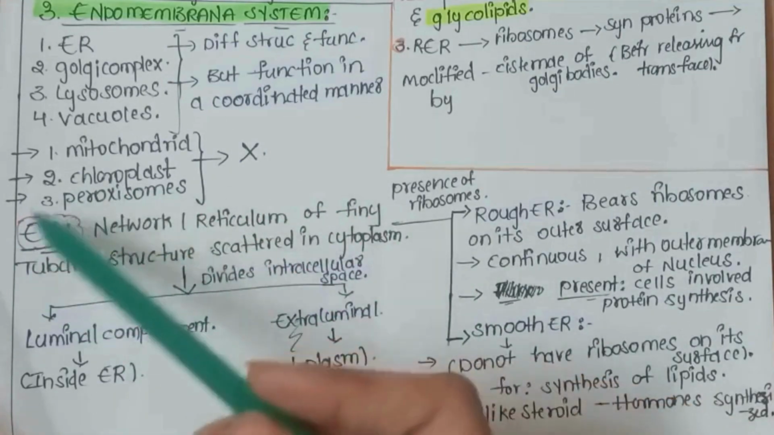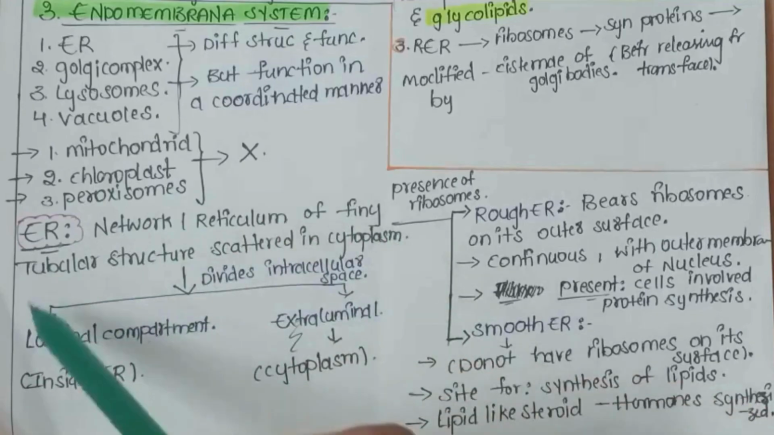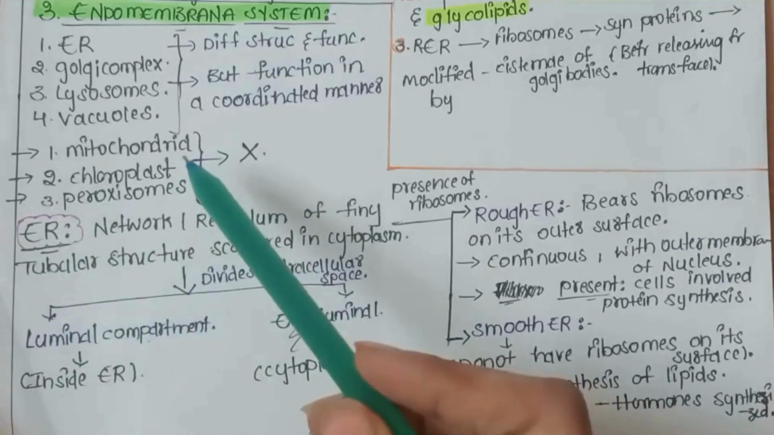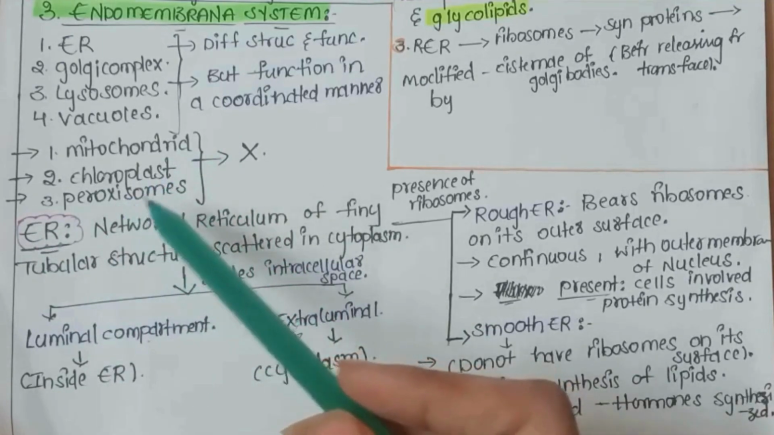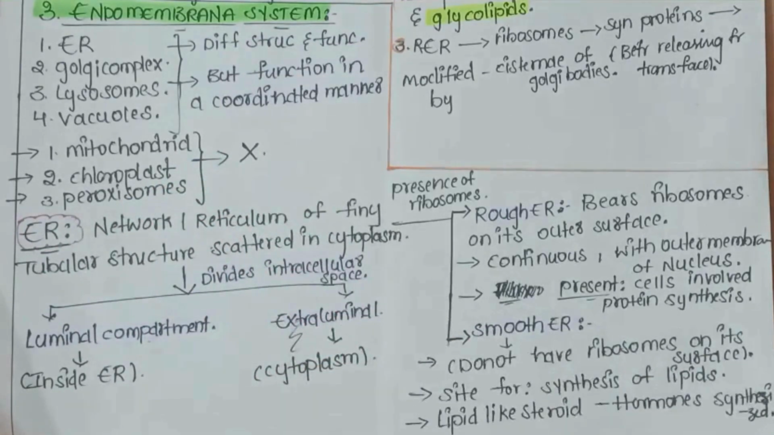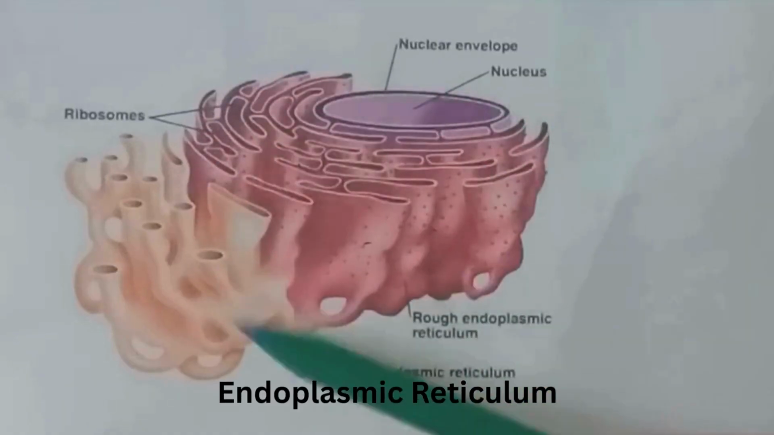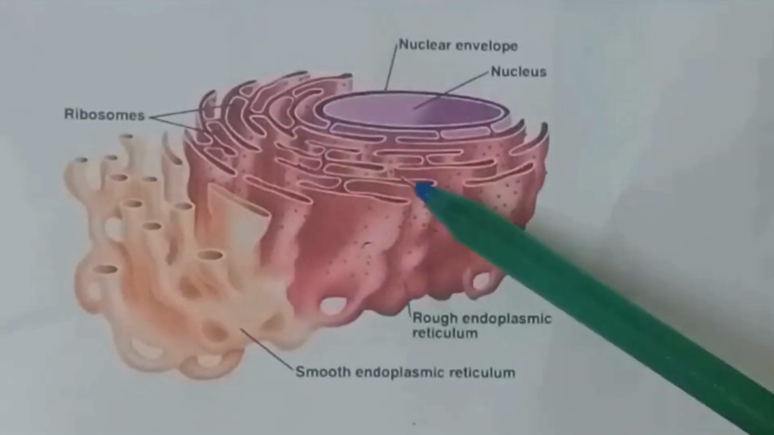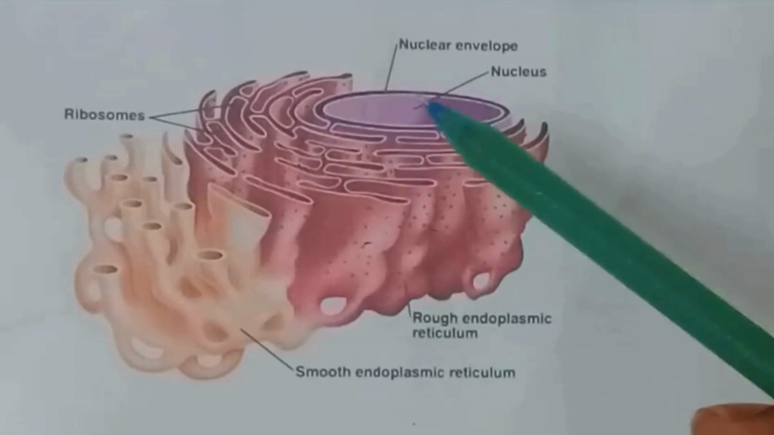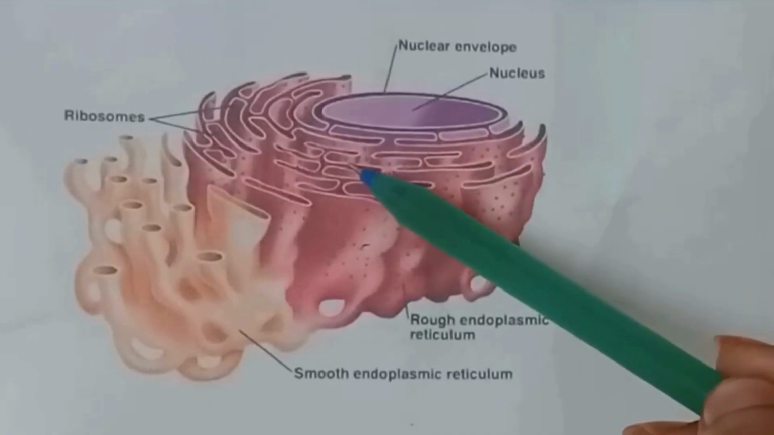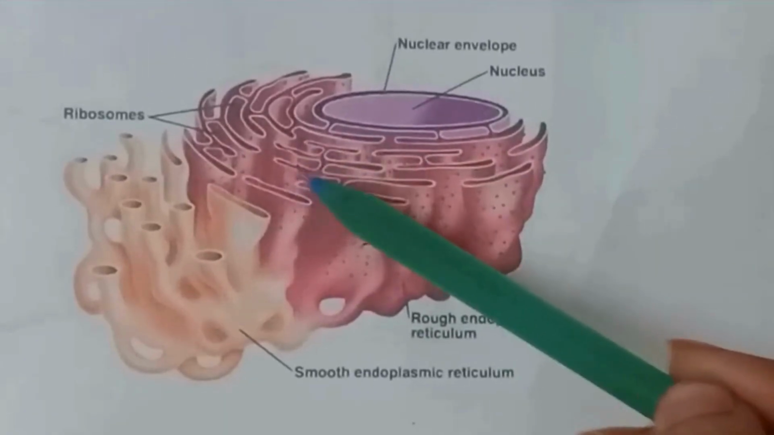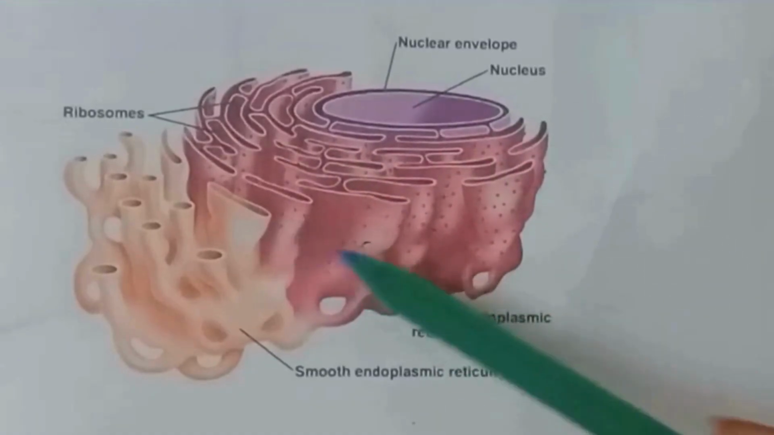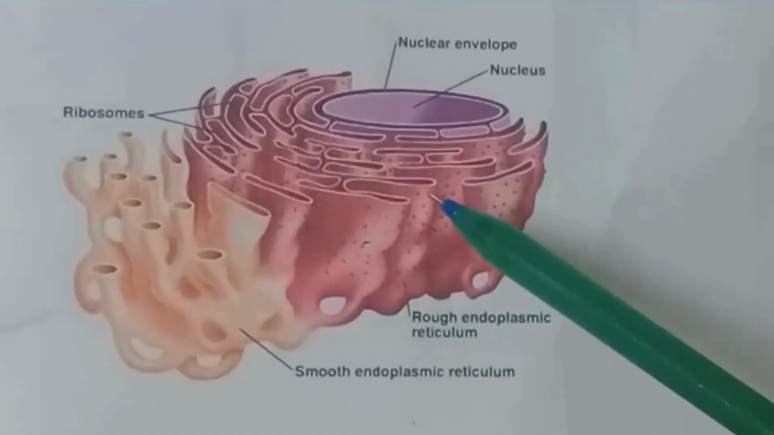Coming to the endoplasmic reticulum, these are tubular structures which are scattered in the cytoplasm. Let's discuss the structure of the endoplasmic reticulum in detail with the help of a diagram. Here, the endoplasmic reticulum divides its intracellular space into two compartments: the luminal compartment, which is present inside the endoplasmic reticulum, and the extraluminal compartment, which is present towards the cytoplasm.